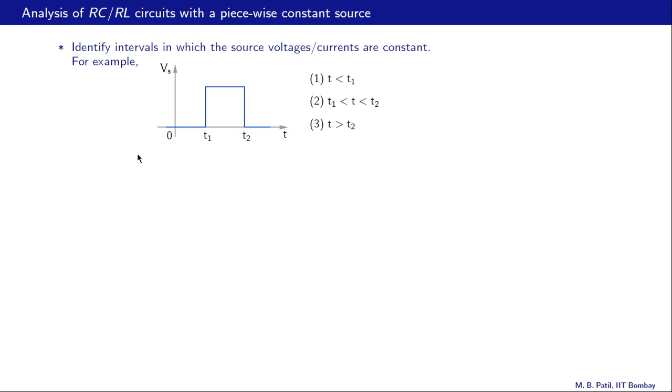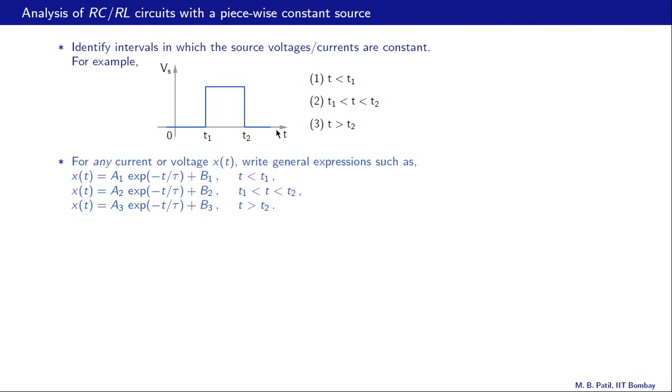Clearly this is not a DC source or a constant source, but it is piecewise constant. We have one piece which is constant, another piece which is constant, and a third piece which is constant. And in each of these intervals we can use the expressions that we have derived. For any current or voltage x of t in the circuit, we can write a general expression such as x of t equal to a1 e raised to minus t by tau plus b1 for the first piece, that is t less than t1.